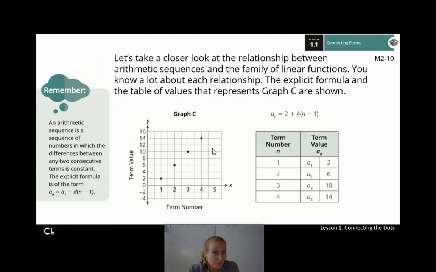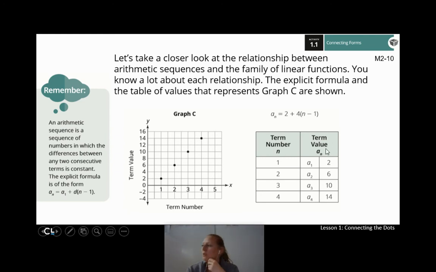So let's take a closer look at the relationship between arithmetic sequences and the family of linear functions. You know a lot about each relationship. The explicit formula and the table of values that represents graph C are shown. So here I have graph C. We have the formula from earlier that went with graph C: a sub n equals 2 plus 4 times n minus 1.